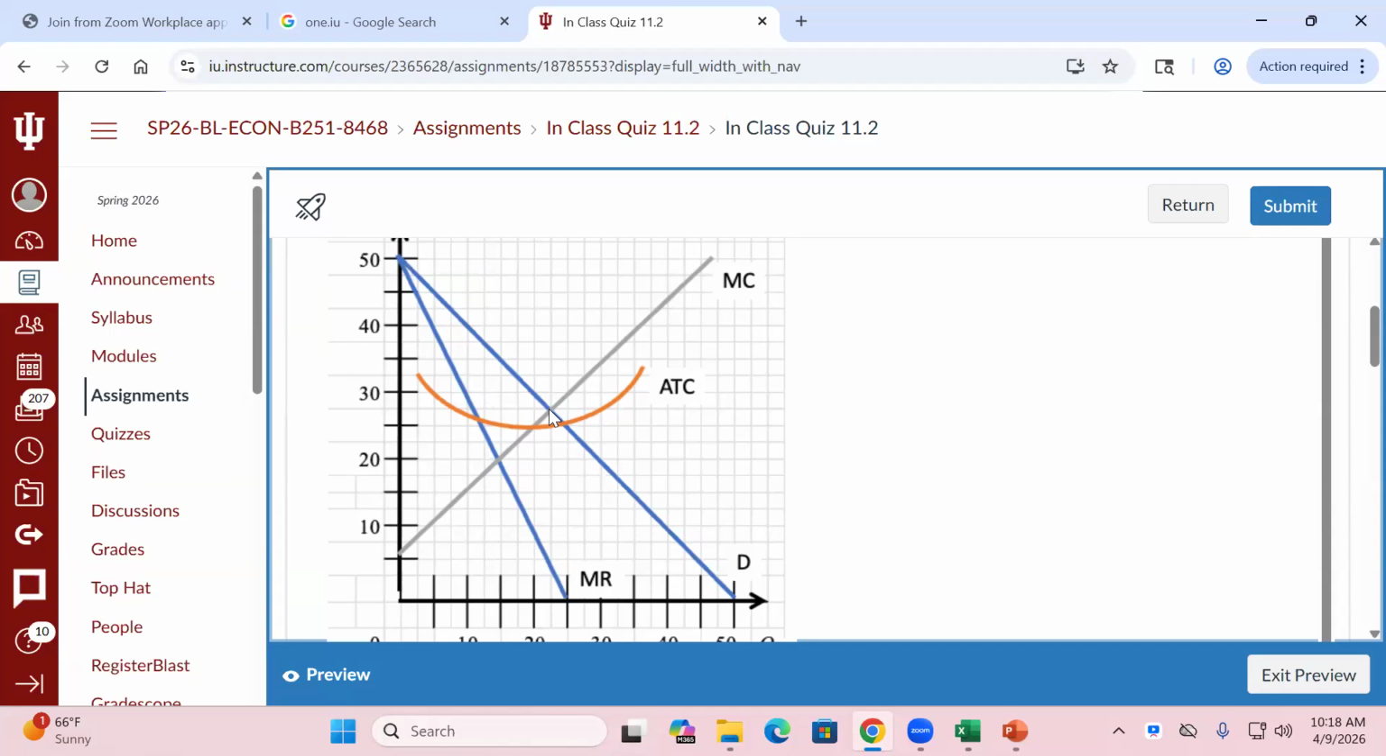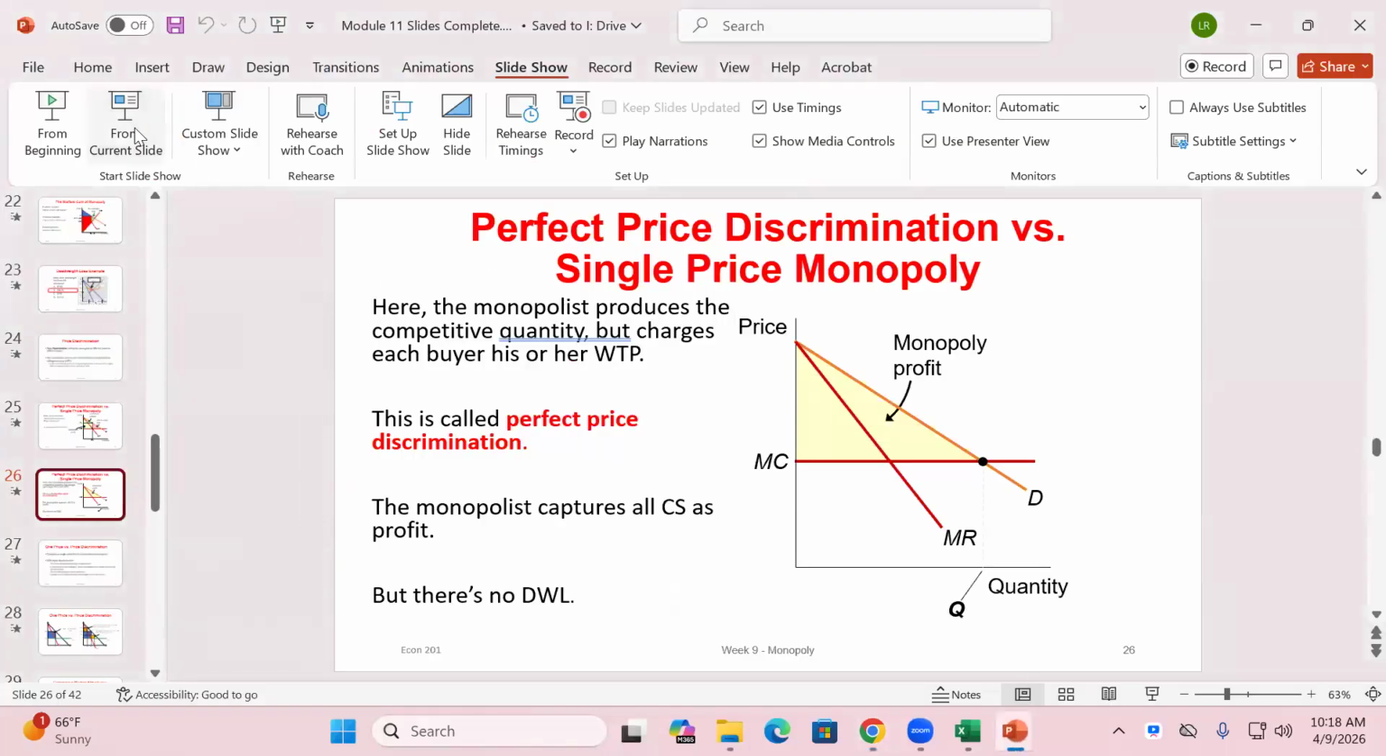Any questions on this idea? So consumers are hurt by price discrimination. Producers are helped by this. Okay, so let's go back to the slides here.